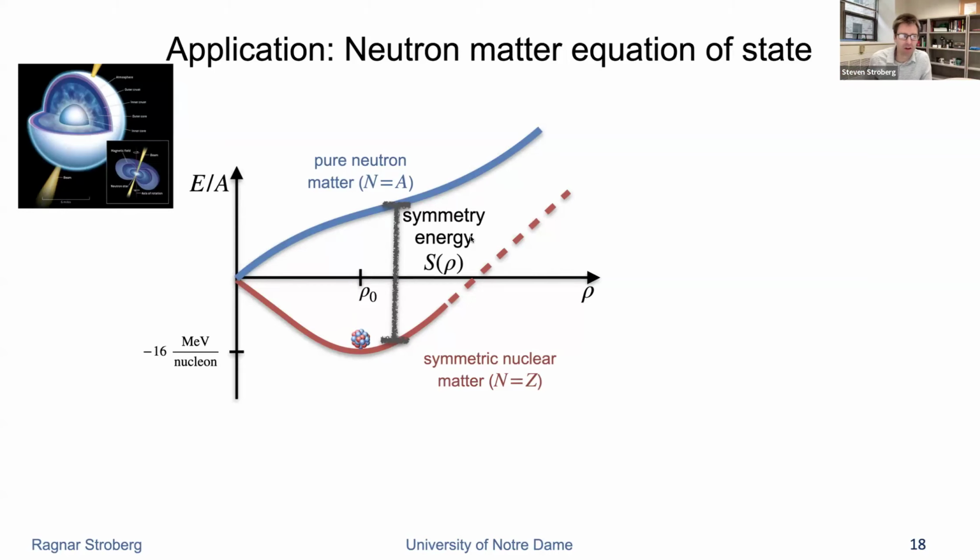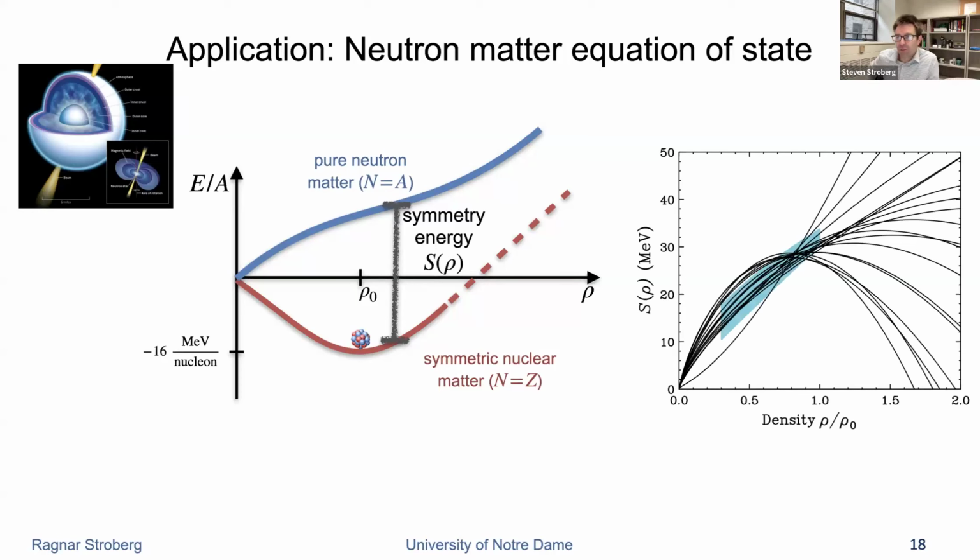And the way that you often characterize this, because we have some idea of what symmetric nuclear matter is, is the idea of the symmetry energy. So that's the difference in the energy between symmetric nuclear matter and pure neutron matter as a function of the density. So the symmetry energy is S of rho, of the density. And that's the thing we'd like to know.